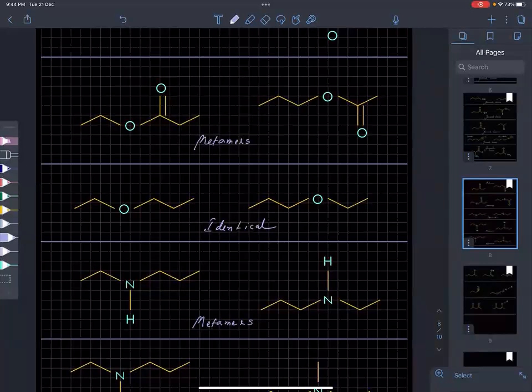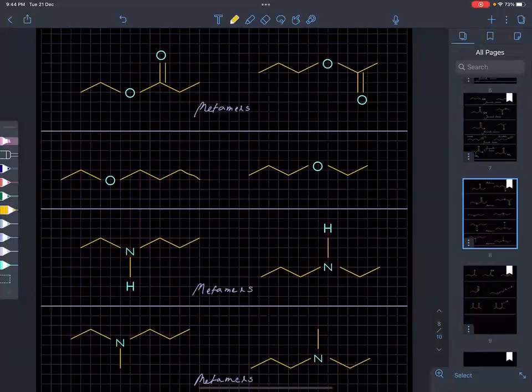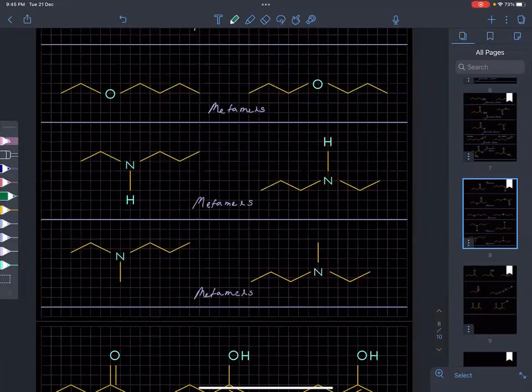Okay, one thing I'll do, I'll change it. Add one more carbon here. Add one more carbon here. Add one more carbon here. Now these are metamers, right? Check: 1, 2, 1, 2, 3, 4; 1, 2, 3, 1, 2, 3. Here also I must change. I'll add one carbon here and add one carbon here.